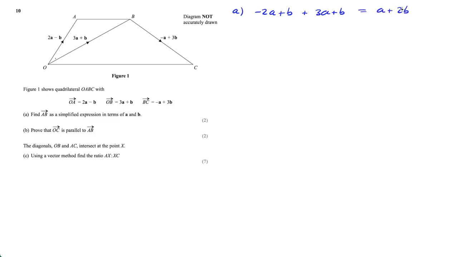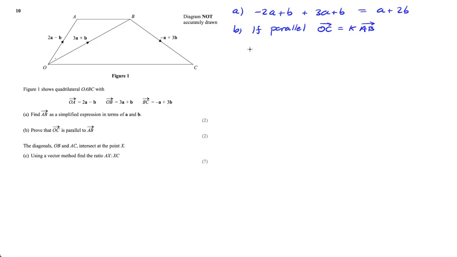Part b. Prove OC is parallel to AB. If you're going to prove it, guys, you just say at the start what you're doing. So I'm going to say if parallel, let's say OC is equal to k times AB. If they're parallel, they will just be a multiple of each other, because that means they're going in the same direction. I've got AB, now I need to get OC.